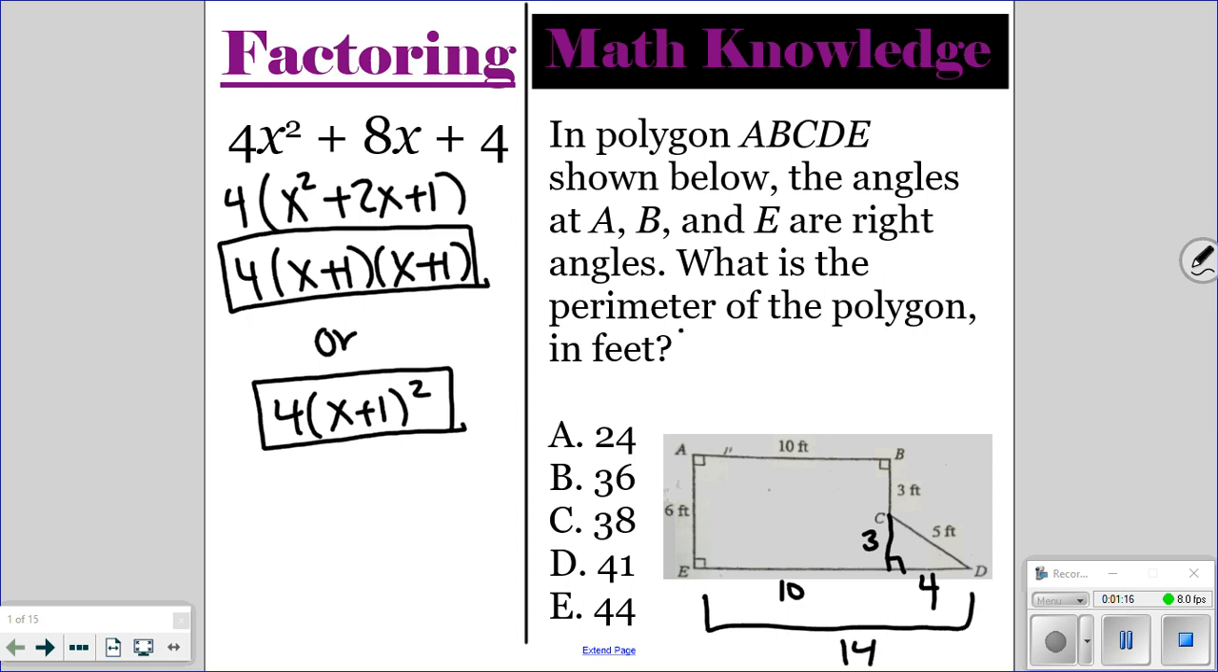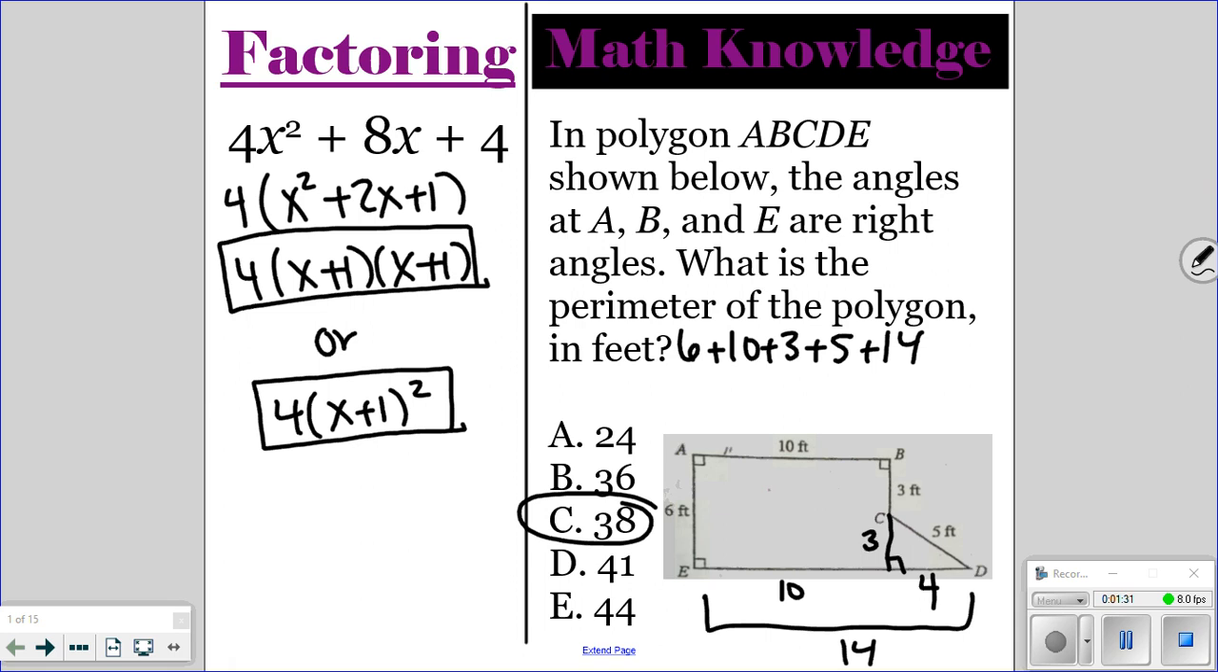So if you add your sides, you have 6 plus 10 plus 3 plus 5 plus 14, which is a total of 38. So that would be your perimeter.